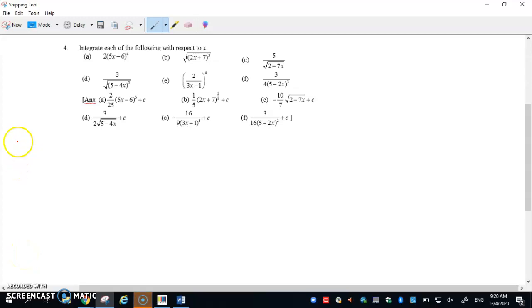Morning gentlemen. Now we are at page 17. We'll be looking at more miscellaneous examples of integration techniques.